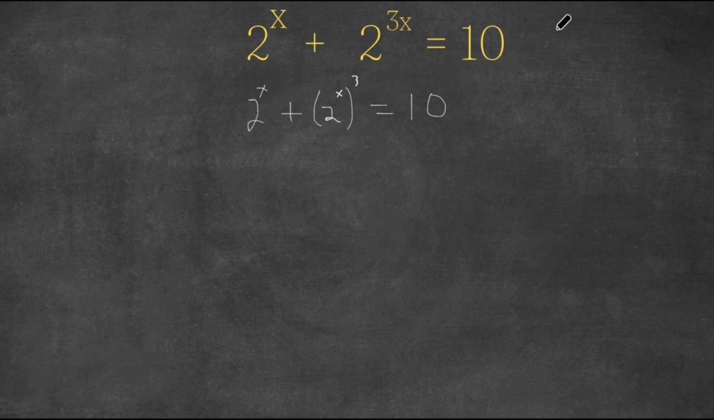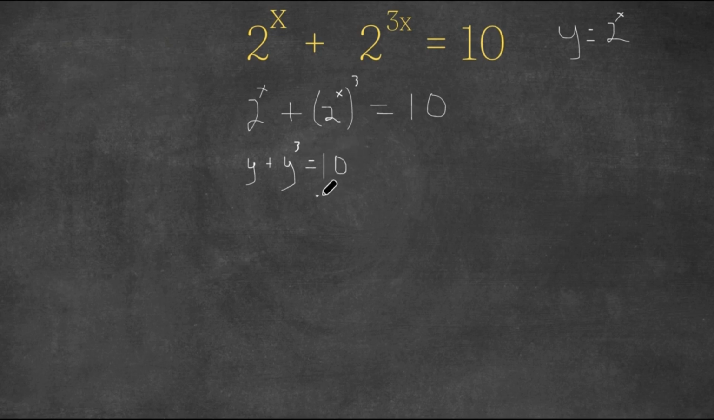And now, since we have 2 to the power of x's, we're going to set 2 to the power of x equal to y, the variable y. So y equals 2 to the power of x. Now we're going to replace all the terms that have 2 to the power of x with y. So this rewrites to y plus y to the power of 3 equals 10.